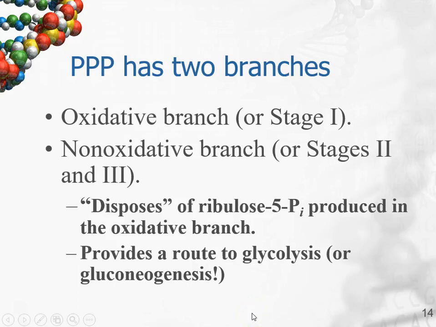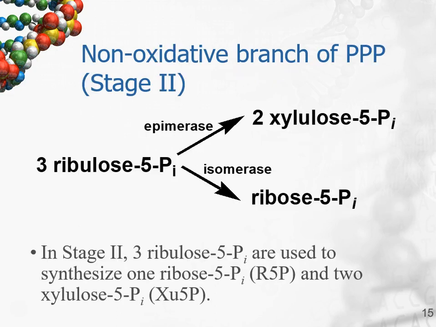In the last video, I explained how in the oxidative branch of the pentose phosphate pathway, glucose 6-phosphate was transformed into ribulose 5-phosphate in 3 reactions. In this video, I'm going to explain how the ribulose 5-phosphate is essentially disposed of in stages 2 and 3 of the non-oxidative branch. And in later reactions, the ribulose 5-phosphate will be converted to glycolytic or gluconeogenic intermediates that will tie these pathways together. So first, stage 2.